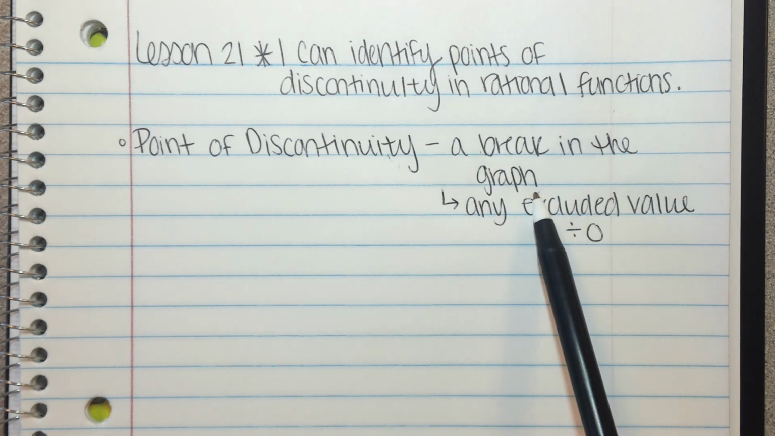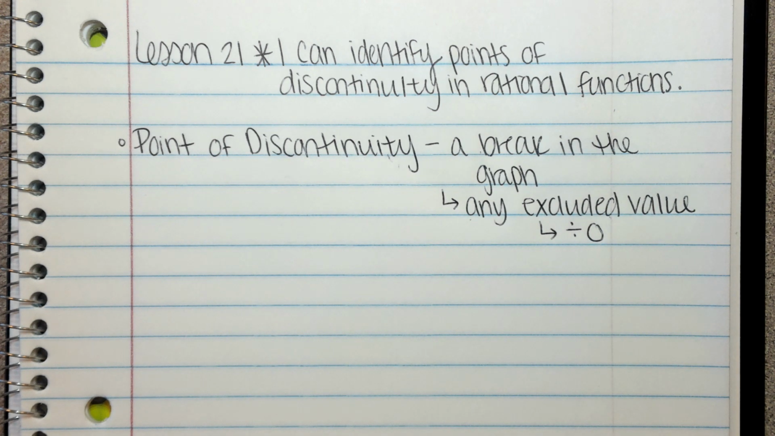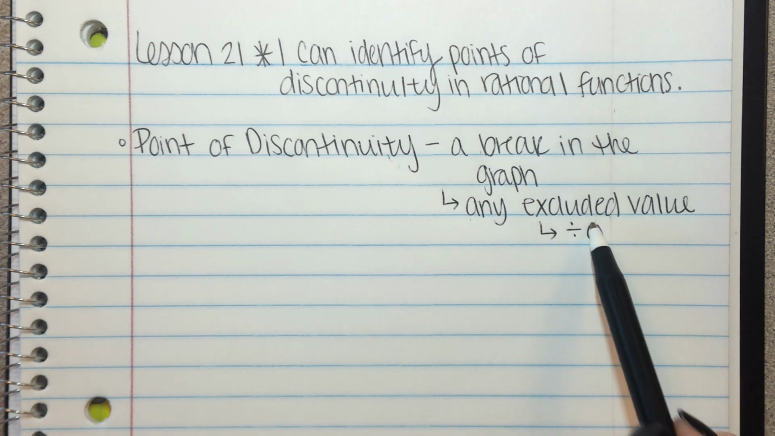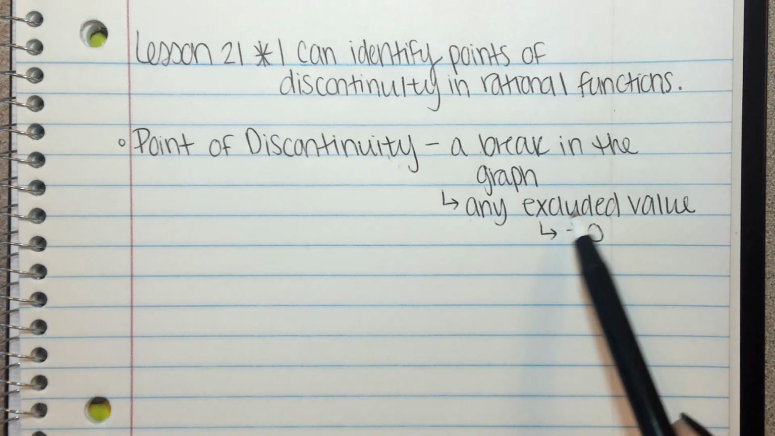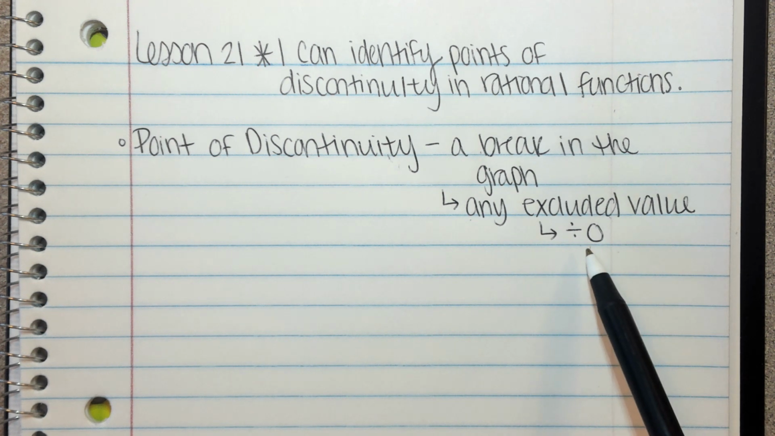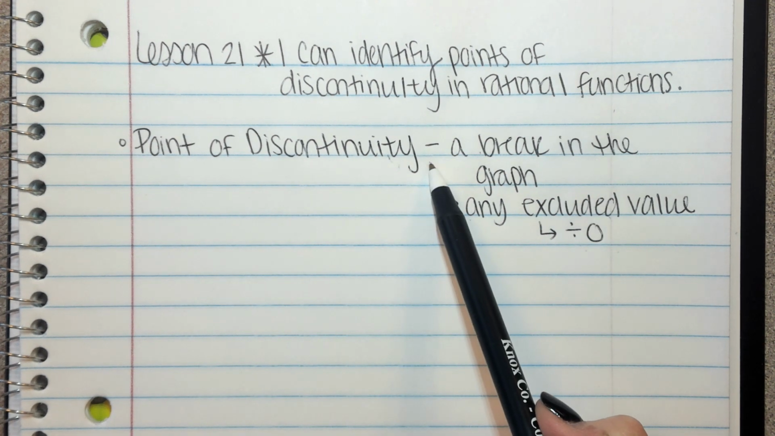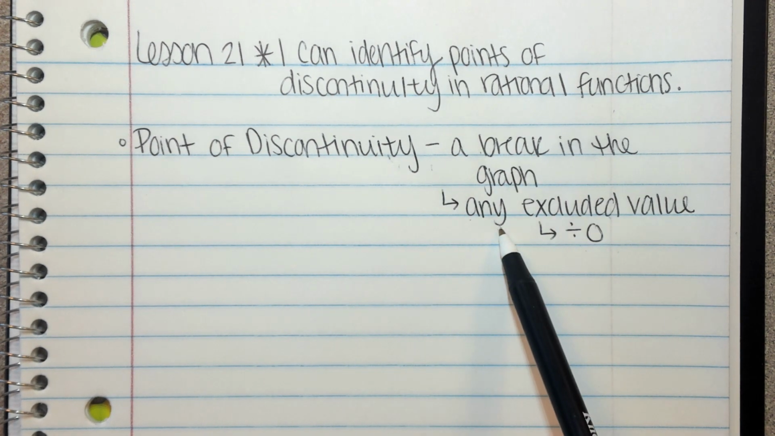So we get a break in the graph from any excluded value. Before, when we were simplifying rational expressions, we had those restricted or excluded values. Remember, you set the factors in the denominator equal to 0 and figure out what x or your variable cannot be. Those are excluded values. We know we get excluded values by looking at what would make us divide by 0. So we set the denominator equal to 0 and solve. So a point of discontinuity is just a break in the graph or any excluded value.